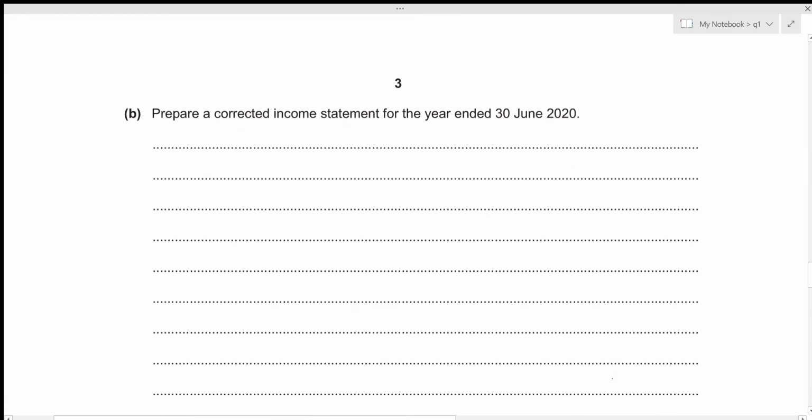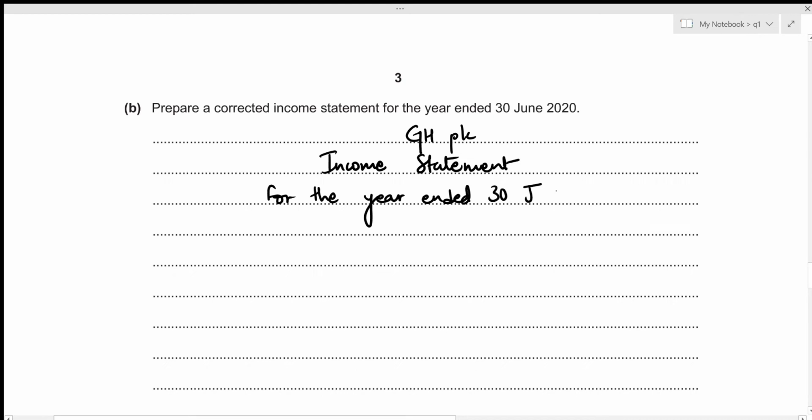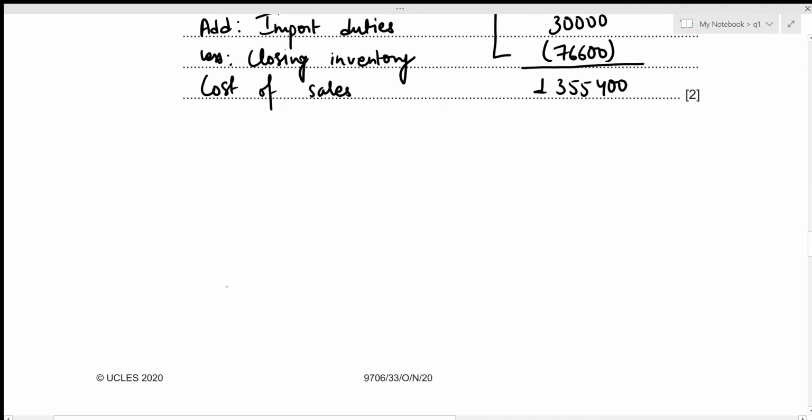Now we need to prepare a corrected income statement for the year ended 30 June 2020. And we are figuring out our income statement for GH PLC. This is an income statement. And this is for the year ended 30 June 2020. Okay, and whenever we're talking about an income statement, we always start with our revenue. So let's figure out the value for revenue.